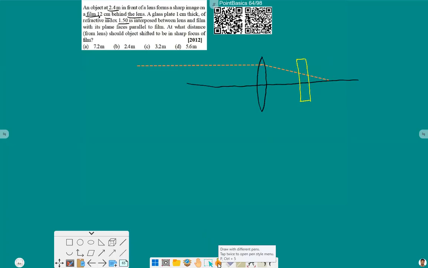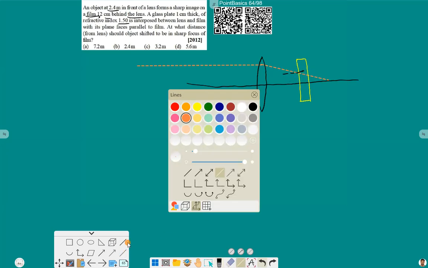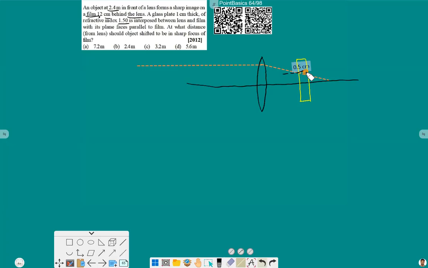Now what happens due to addition of this glass plate? Refraction will happen. So due to refraction, this light will bend towards the normal. So now this light will go like this. Let me take a different color. So this light will bend like this. Now again this light will bend like this, and so light will be focused at a slightly larger value of V.